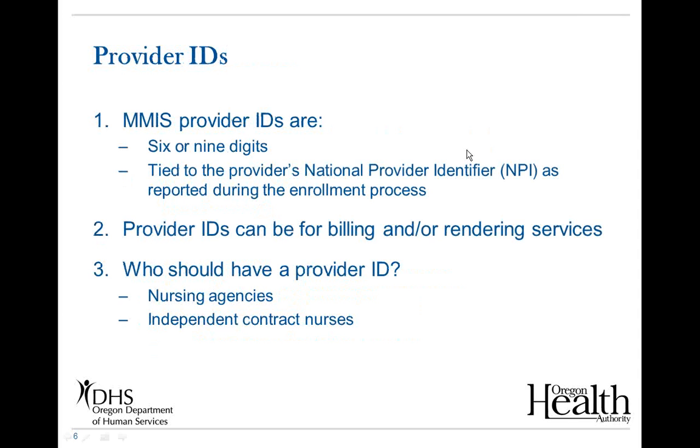So just a little bit about the MMIS provider IDs. Provider IDs are 6 or 9 digits long. So the newer provider IDs, if you have enrolled since December of 2008 or any time in the future from now, then your MMIS provider ID is going to be 9 digits long. If you were enrolled with us already prior to December of 2008, you probably have a 6-digit provider ID in the MMIS system.